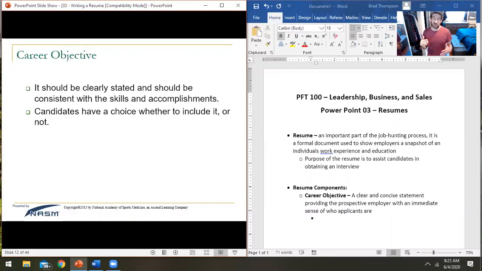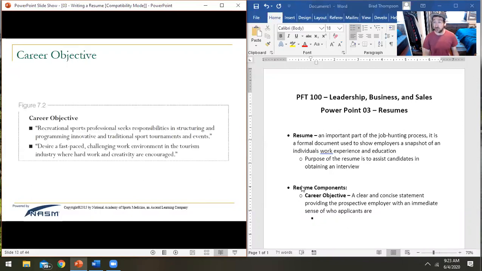It gives a person perspective on why you're applying for this position. Clearly stated, it should always be consistent with your skills and accomplishments. Make sure it doesn't contradict anything that's going to come later in your resume. And you do have the choice to include it or not. I do think you should include it. I think it's a really solid part of the resume.